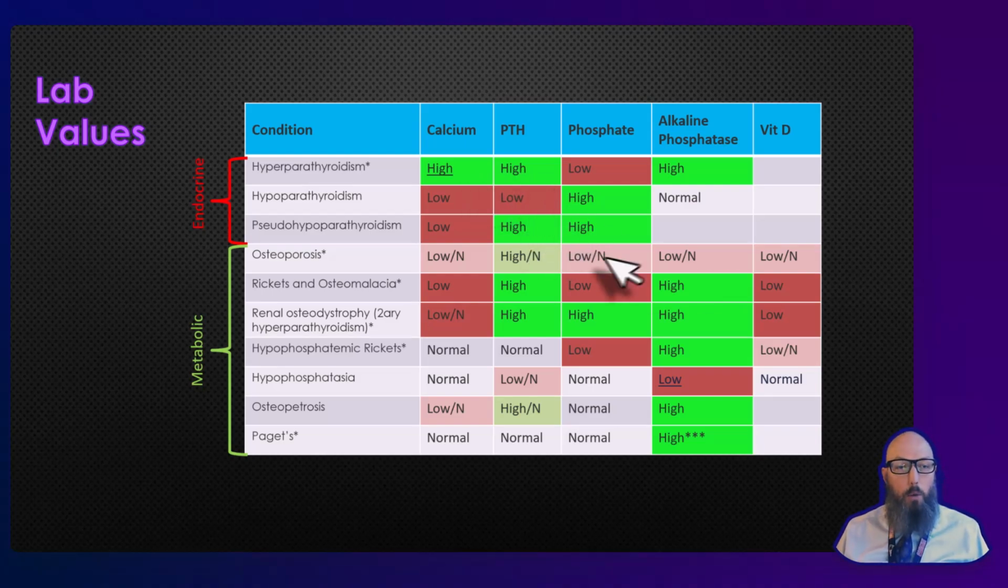All right, what about hypoparathyroidism? Well, that's just the opposite of hyperparathyroidism, so you'd expect basically the opposite lab values. So if you have low calcium, low PTH, that is pretty much pathognomonic for hypoparathyroidism.